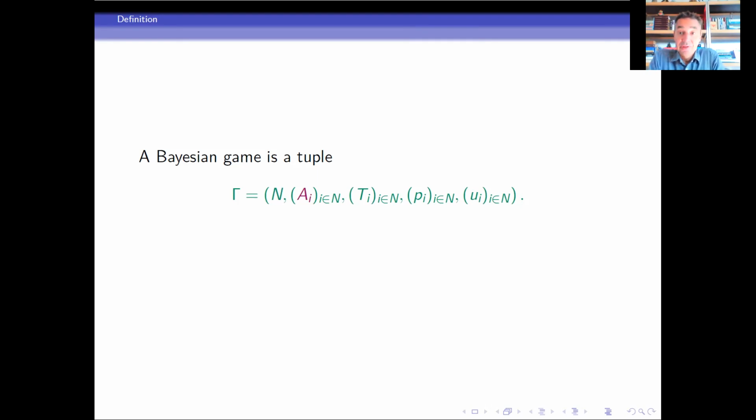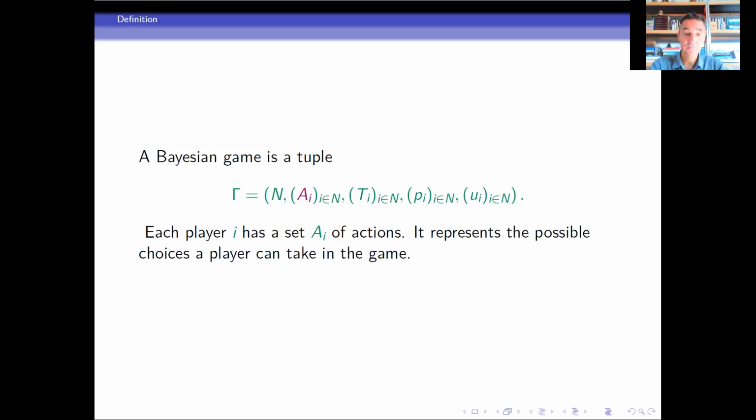The next ingredient, the A_i, those are the actions that player i can take. And so the index over here is an i in N, and each i in N has a set A_i of possible actions. And like it's stated over here, those are the possible choices that the player can take in the game.